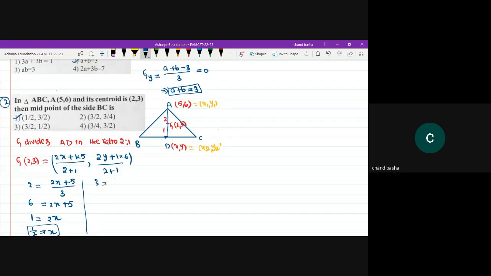3 is equal to 2y plus 6 divided by 3. 3 into 3, it is 9 is equal to 2y plus 6. That means 6 goes to the left. It is 3 is equal to 2y. So 3 by 2 is equal to y. Very good. It is a simple question. Simple question he asked.